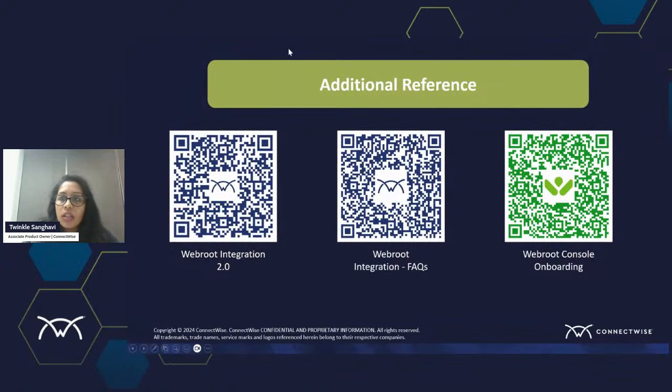For additional references, we also have our documentation on our docs and on our university. You can check out the documentation for Webroot Integration 2.0 by scanning this QR code. We have also added a list of frequently asked questions for webroot integration. You can find questions related to the policy deployment, the information on the endpoints, the silent deployment, and the site mapping, and all the functions that I just explained in the FAQ section as well.